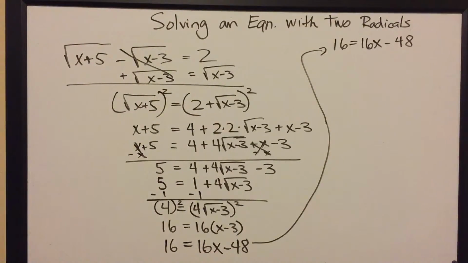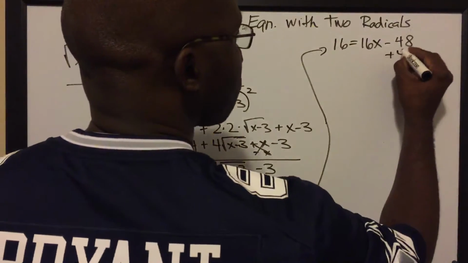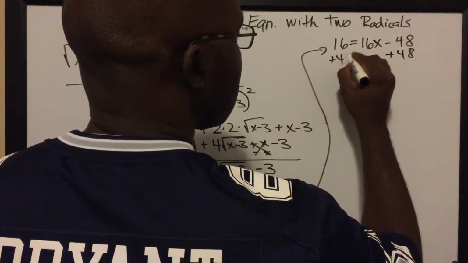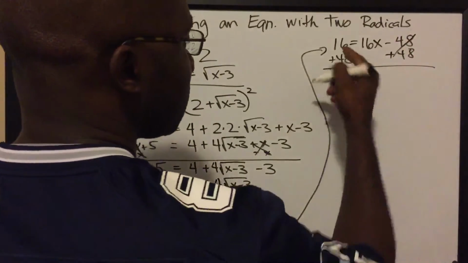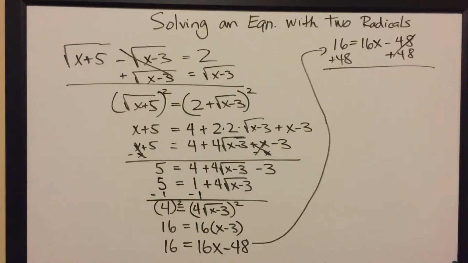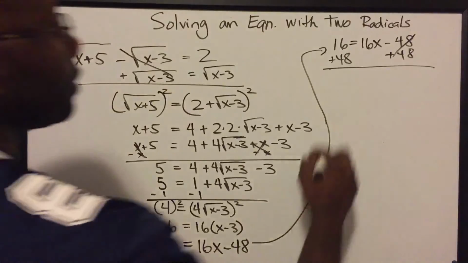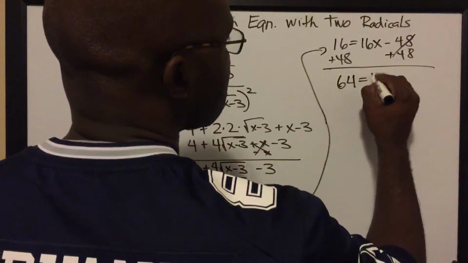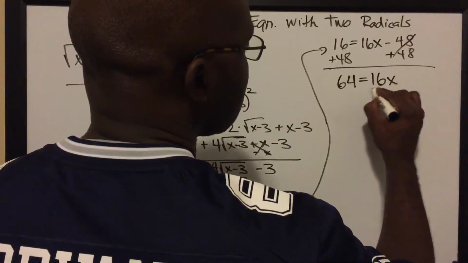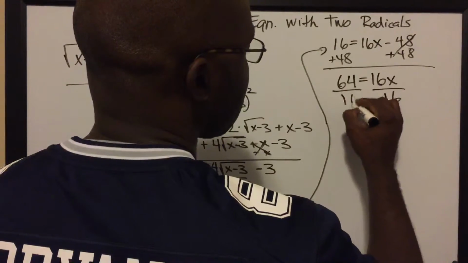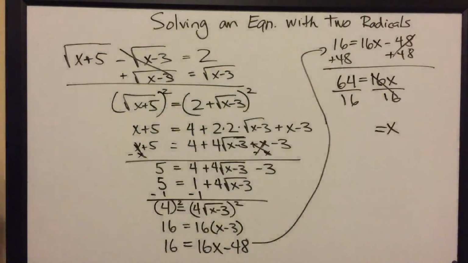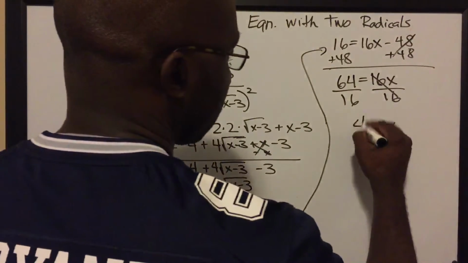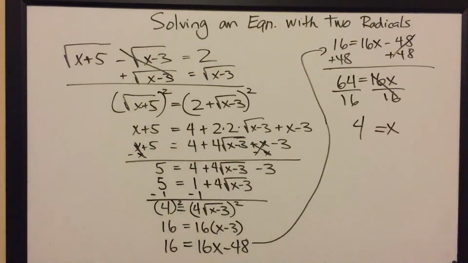Then I can add my 48 to both sides. So this is plus 48 here, plus 48 there. It's going to cancel out. This right here, 16 plus 48, that's 64. 64 is equal to 16x. Then I hope you're familiar with this step here. These 16s cancel each other out. And what is our x? Our x is 4, exactly. So our x is 4.